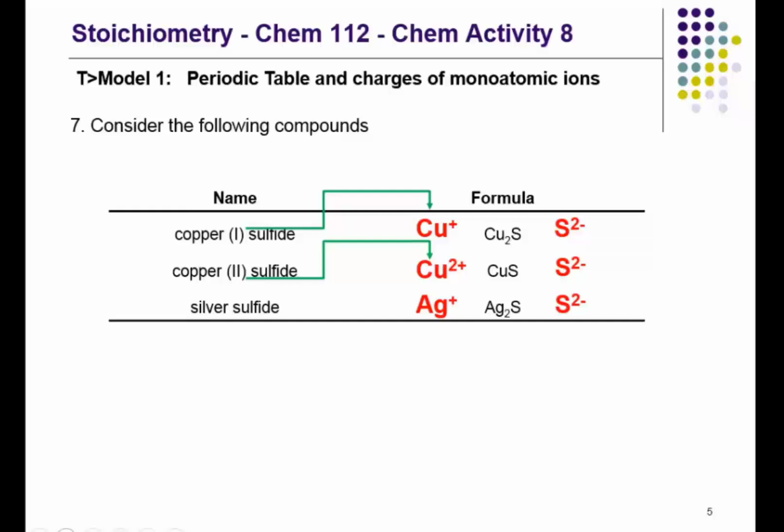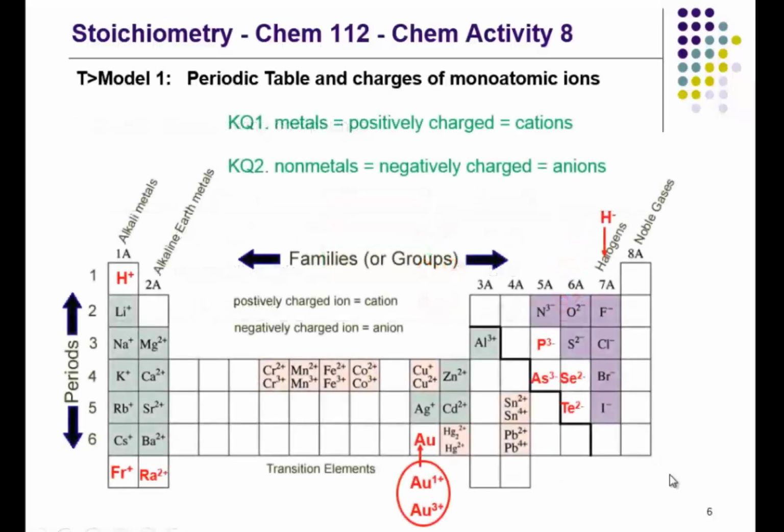But notice, we did not include a Roman numeral for silver sulfide. This is because silver is one of those transition elements that doesn't have a variable charge. Let's go back to the model periodic table that we have on the first page. You can see that there are certain elements, such as zinc, cadmium, and silver, that are highlighted in green. These transition elements are unique in that they do not have variable charges.